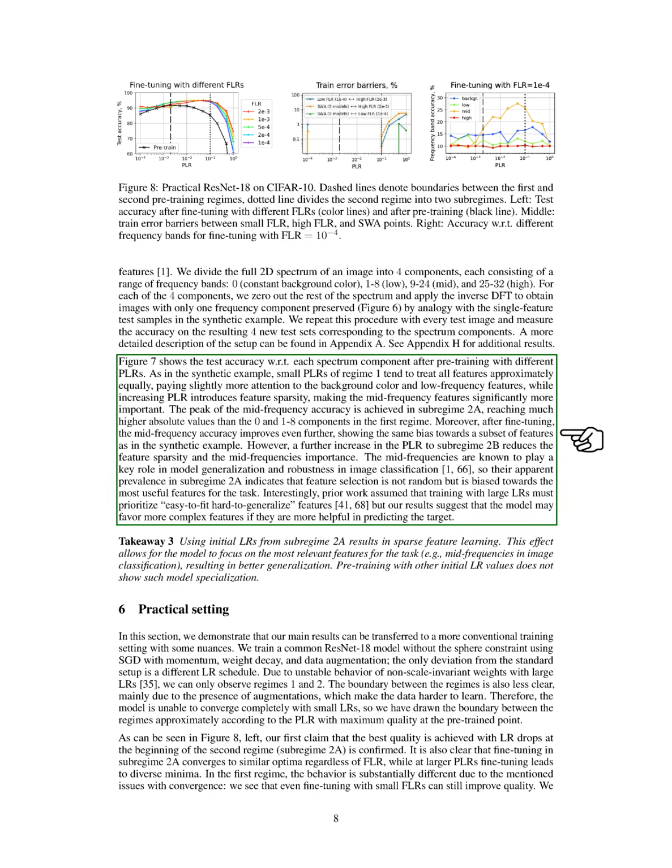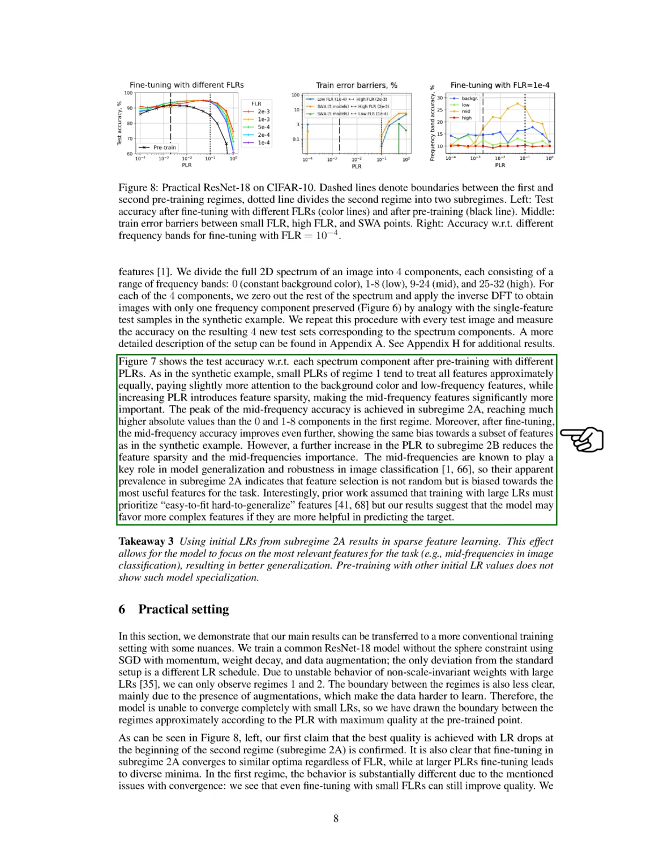Our results show that with small learning rates, the model treats all features similarly, slightly favoring background color and low-frequency features. As we increase the learning rate, we see feature sparsity emerge, with mid-frequency features becoming significantly more important. The peak accuracy for mid-frequency features occurs in the second subregime, surpassing the accuracy of the other components.